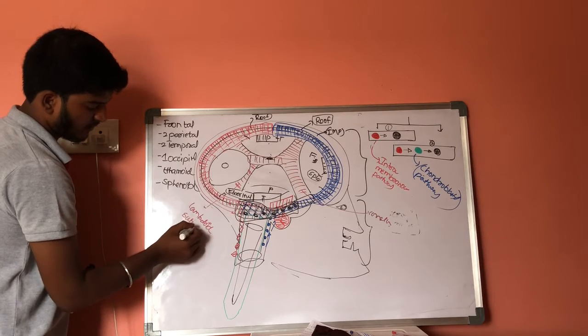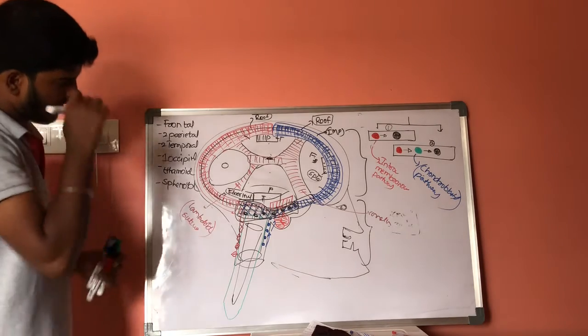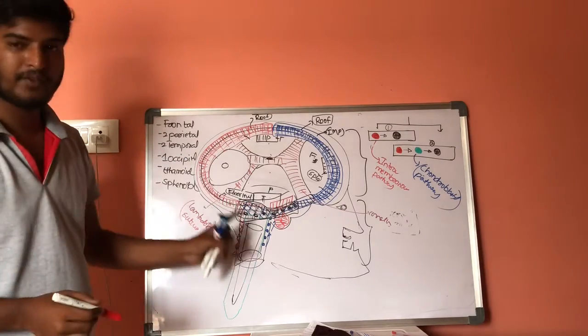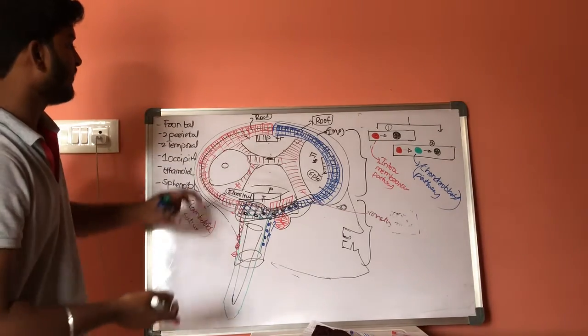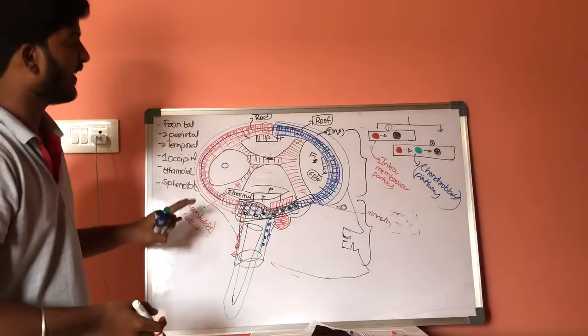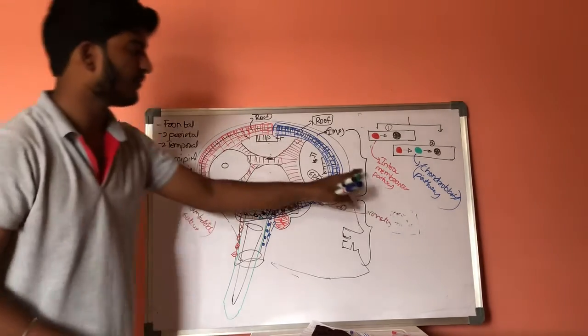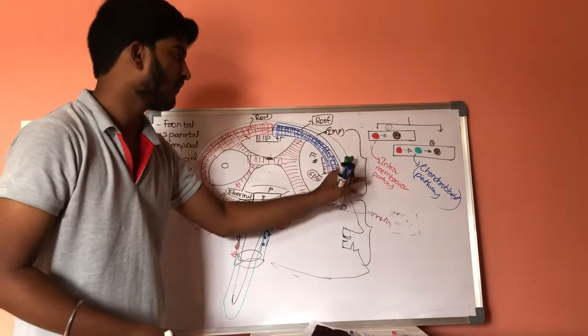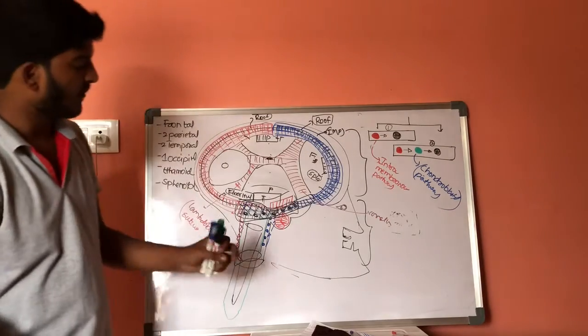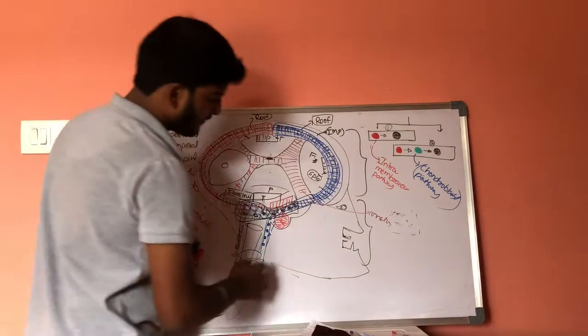Lambdoid suture. These are different types of sutures which are present in the cranium. Now this is the development of neurocranium, and coming to the visceral cranium.